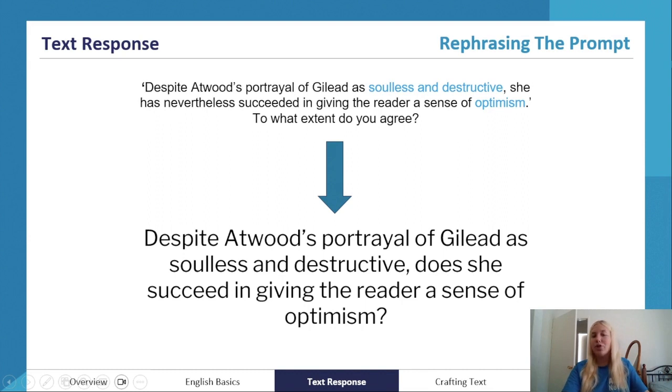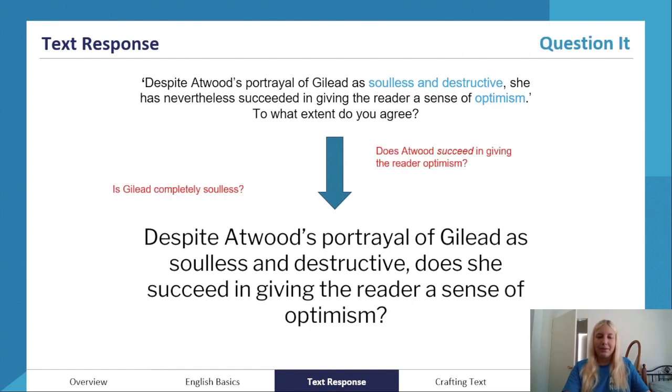In this case, we chose to maybe rephrase the statement into a question to make it easier to answer. You can also move words around as long as their meaning doesn't change. And then we start questioning this prompt to come up with ideas for our topic sentence.